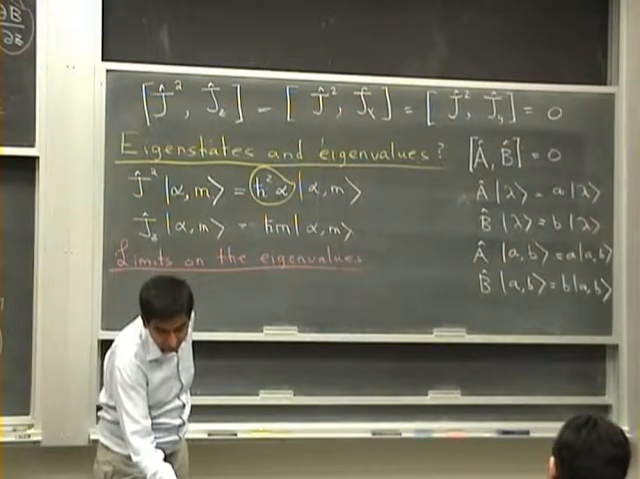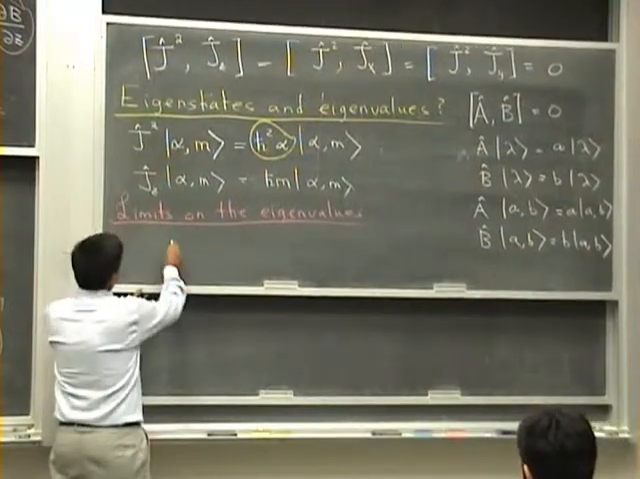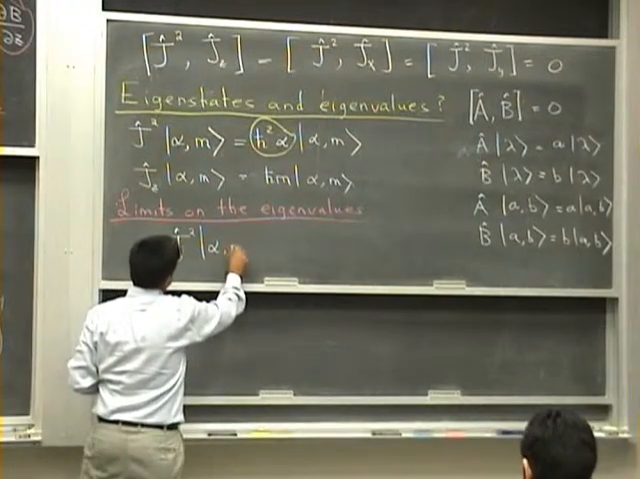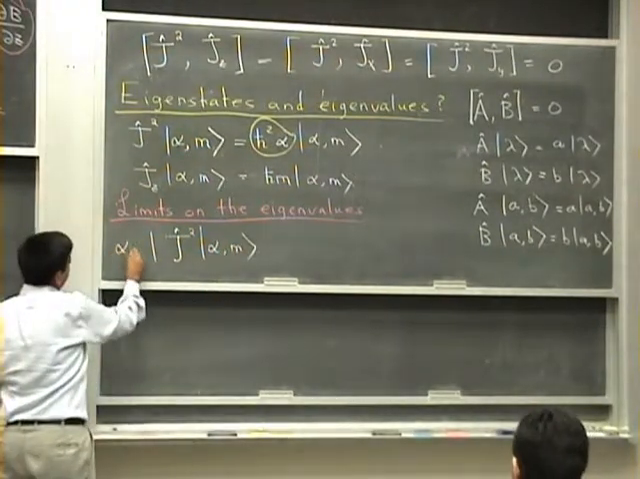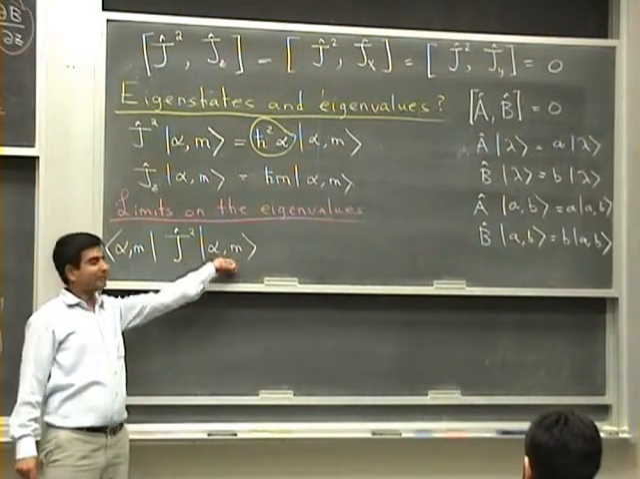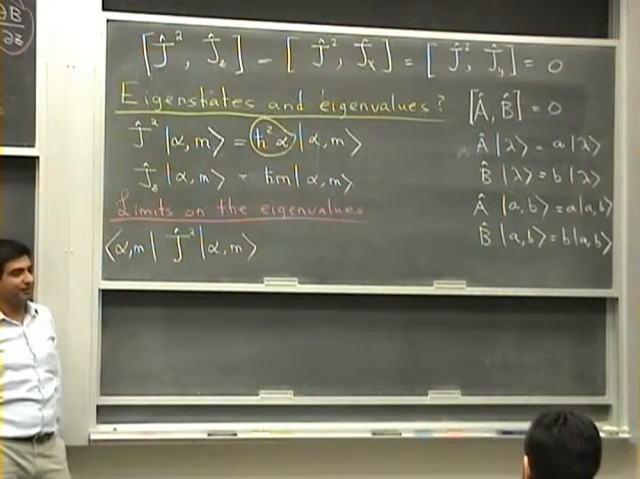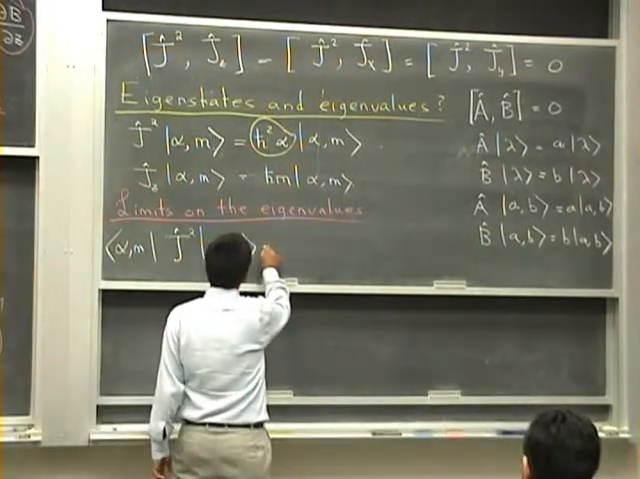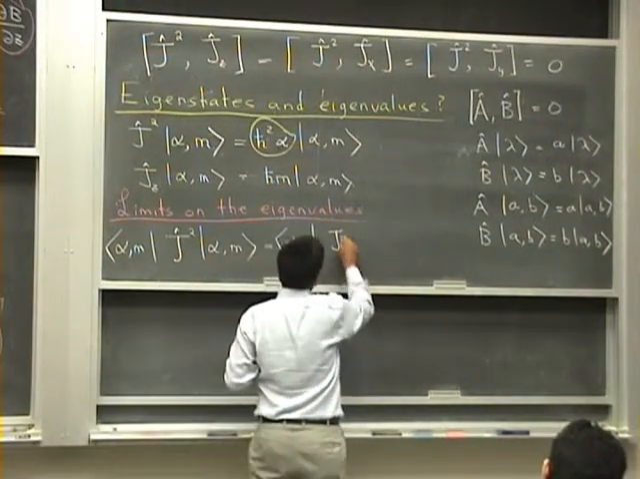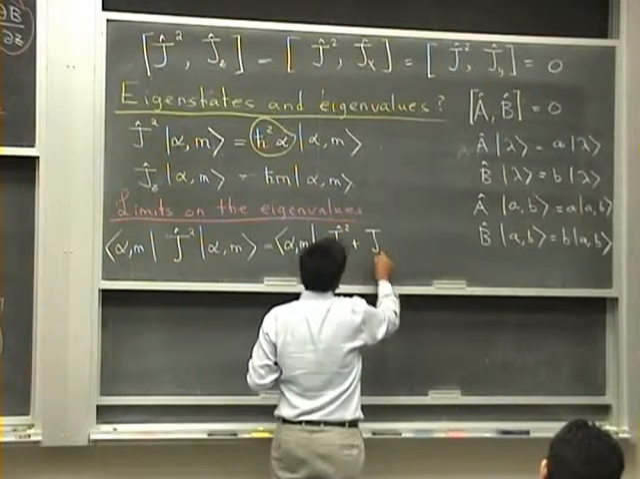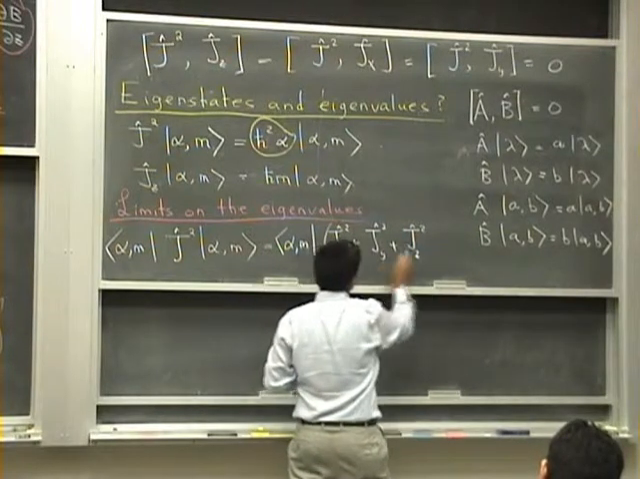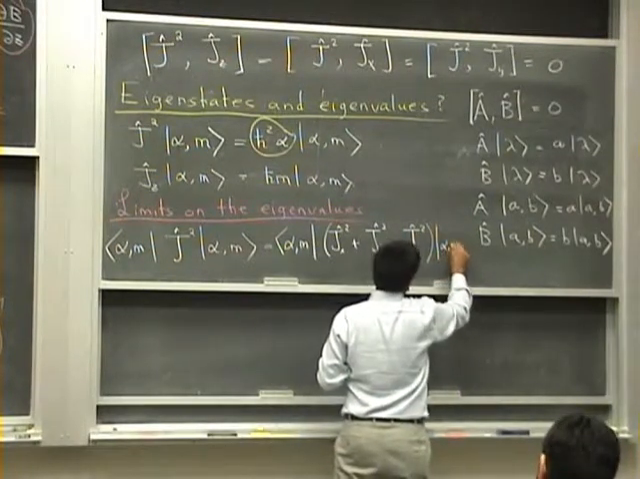ठीक है, ऑलराइट. So let's now find this inner product, alpha m, J square, alpha m. So I pick up an eigenstate of J square and find the expectation value of J square. Now J square can be written as Jx square plus Jy square plus Jz square, alpha m.